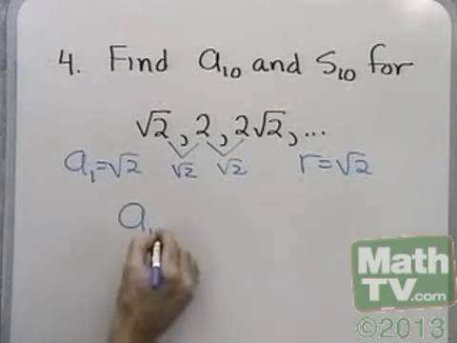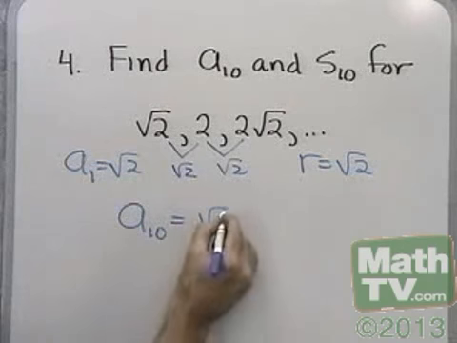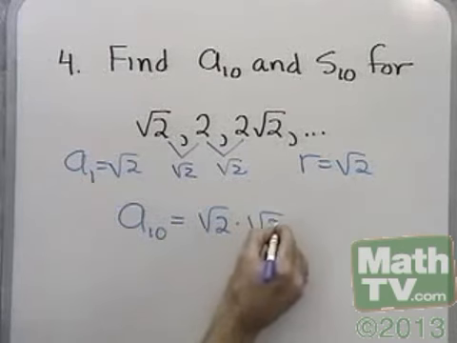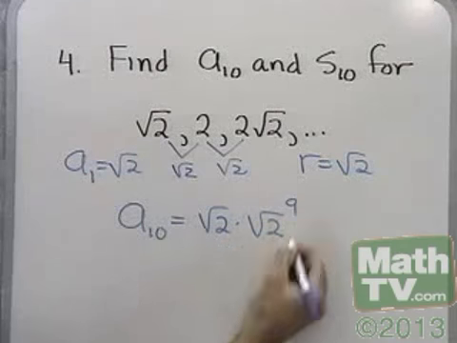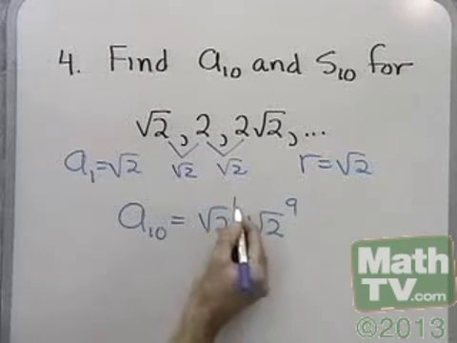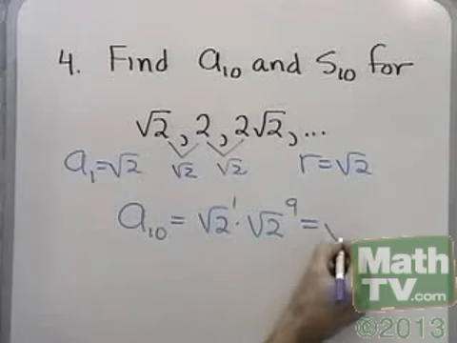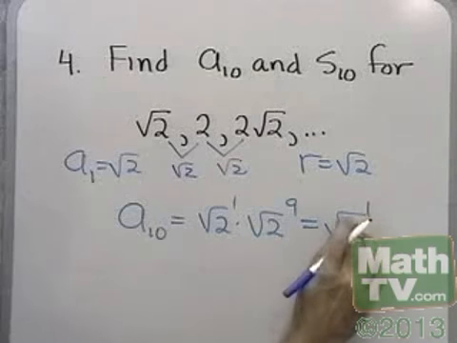So my 10th term, a sub 10, is my first term, square root 2, times the common ratio, square root 2, raised to the 9th power. Square root 2 to the first times square root 2 to the 9th is square root 2.